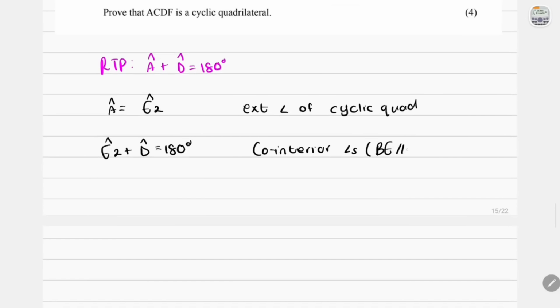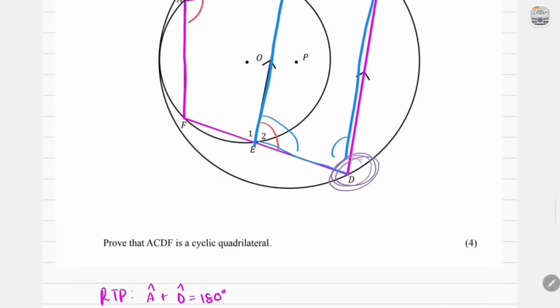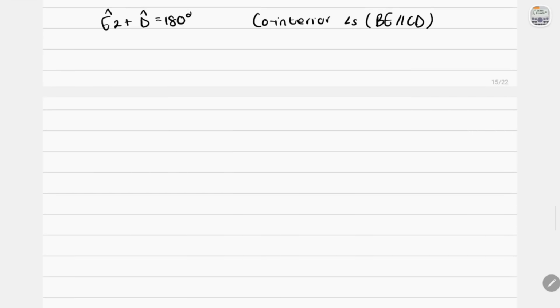So BE is parallel to CD. And now this is everything we need. You see, because angle A is equal to angle E2 and these add up to 180 degrees, remember, angle A is equal to angle E2. So in place of angle E2, we can just replace that with angle A. So that means angle A plus angle D add up to 180 degrees.